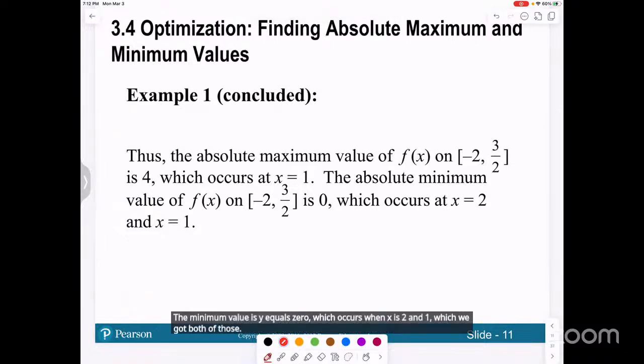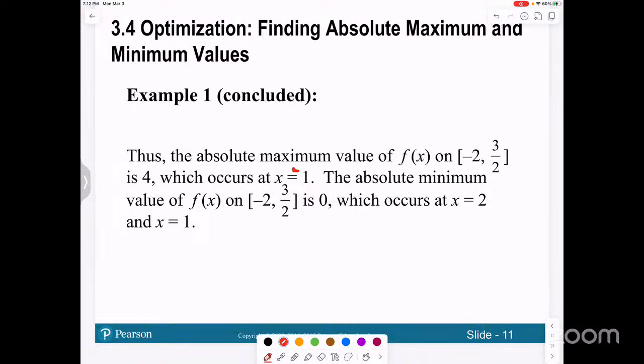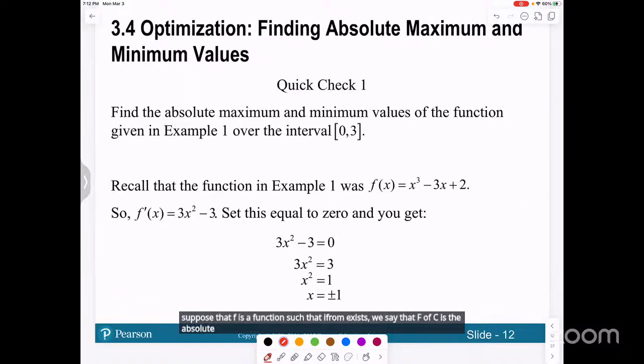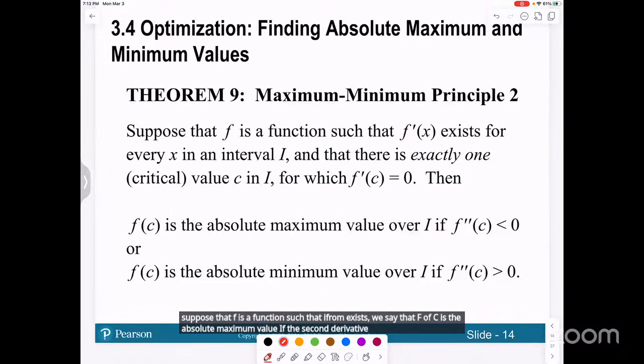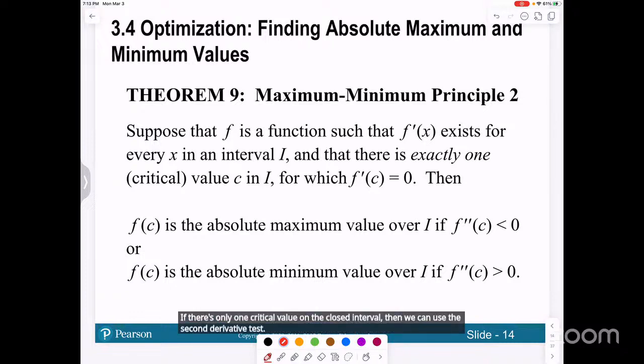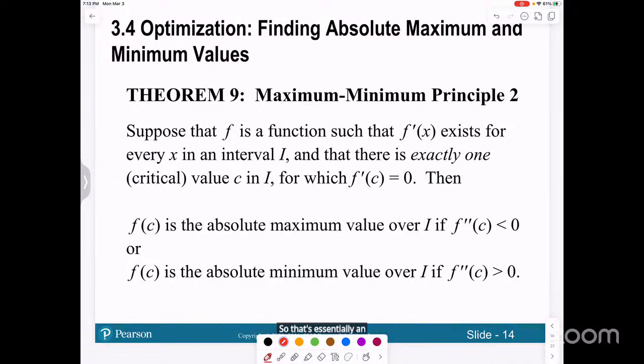I'm going to have to leave this as an exercise. So then max and min principle 2. Suppose that f is a function such that f prime exists. We say that f of c is the absolute maximum value if the second derivative is negative, and f of c is the absolute min if the second derivative is positive. If there's only one critical value on the closed interval, then we can use the second derivative test. So that's essentially an extension of the second derivative test applied to max or min.